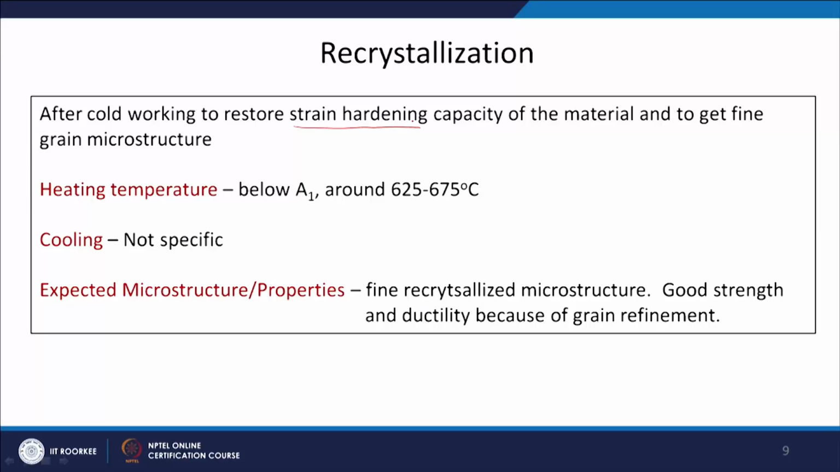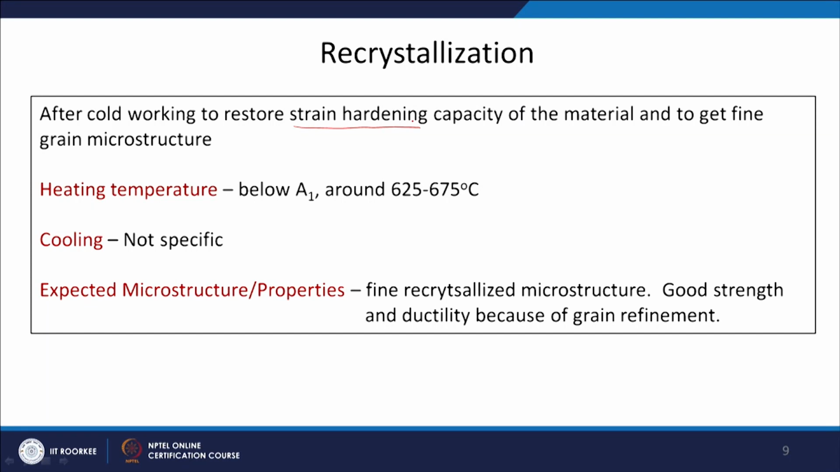Heating temperature is below A1, around 625 to 675 degrees Celsius for plain carbon steel. Expected microstructure: fine recrystallized microstructure, with good strength and ductility because of grain refinement. All these things we will see when we discuss mechanical properties, why we get very good ductility and good strength when we have grain refinement. This particular term, strain hardening capacity of the material, you will also understand when we discuss the mechanical property, and to get fine grain microstructure.